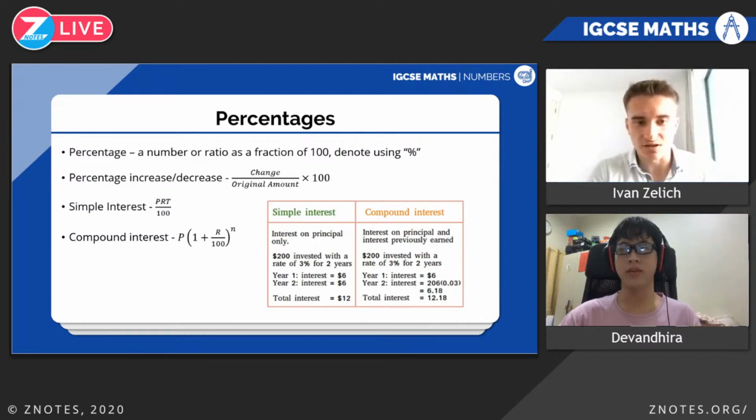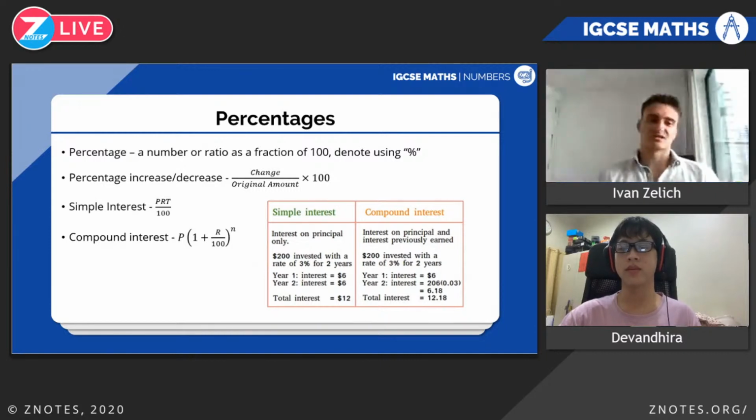I guess that would be how much interest you have on that. So 3% for 2 years. And the key with simple interest is that it's constant, so it doesn't increase. So if in the 1 year you had $6, then that would be every time, and you just get that total interest.